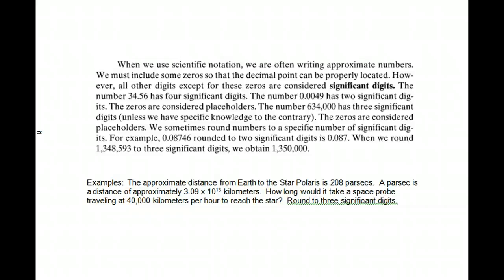If you look at the number 34.56, which is right in the middle of this paragraph that I'm reading from right now, this number has 4 significant digits. However, the number 0.0049 only has 2 significant digits. All of those zeros in that number are simply considered to be placeholders.